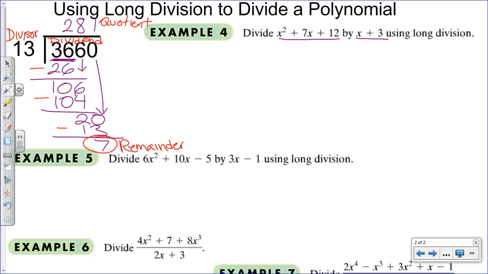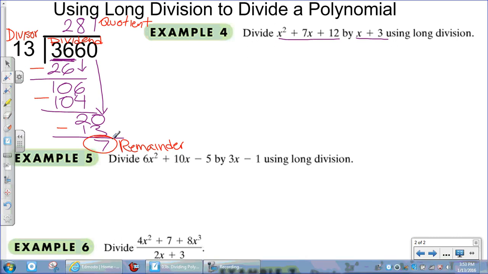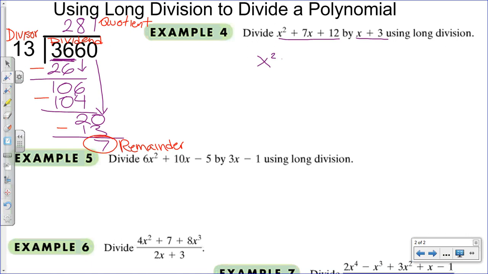Okay, now you guys are ready for this? Yeah? Dividing polynomials? Okay. It's really easy. X squared plus 7x plus 12, that is the dividend. The one inside the little thing, the little house. And the x plus 3 is the divisor. Now, just like we did with that long division, we're going to do the same thing here.